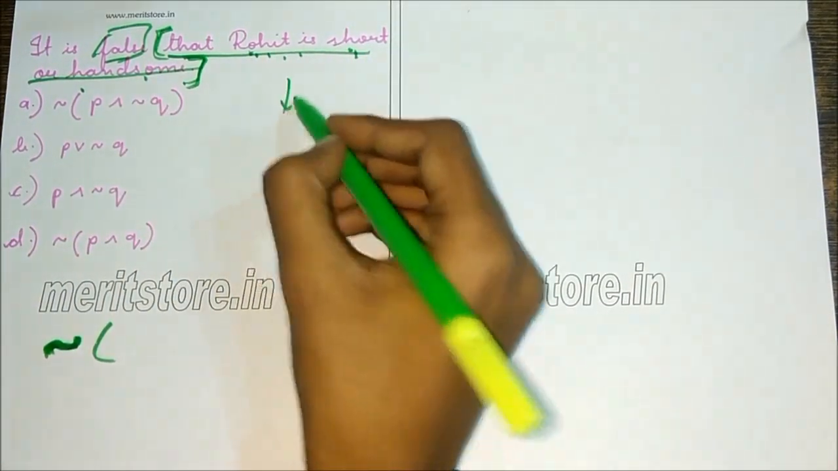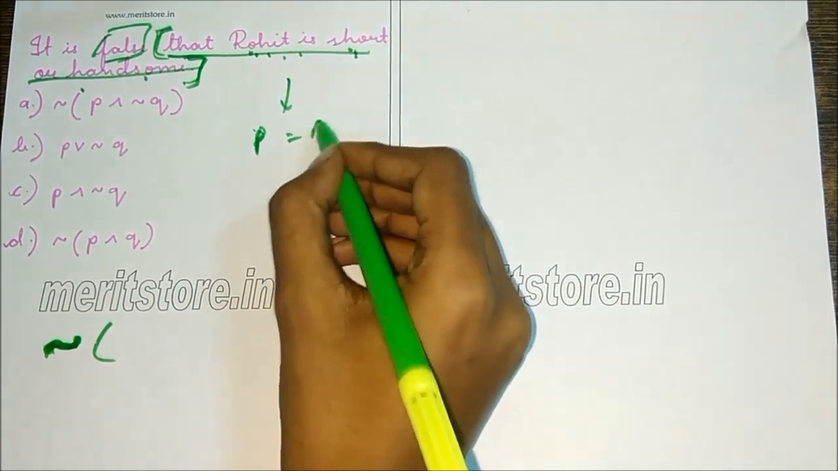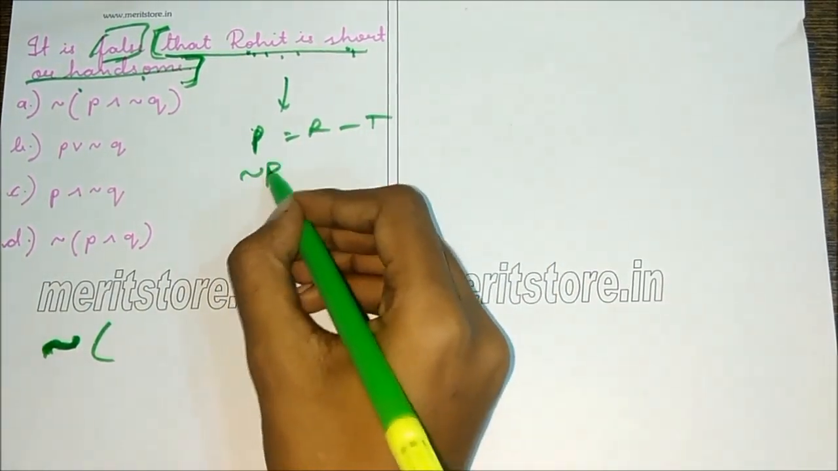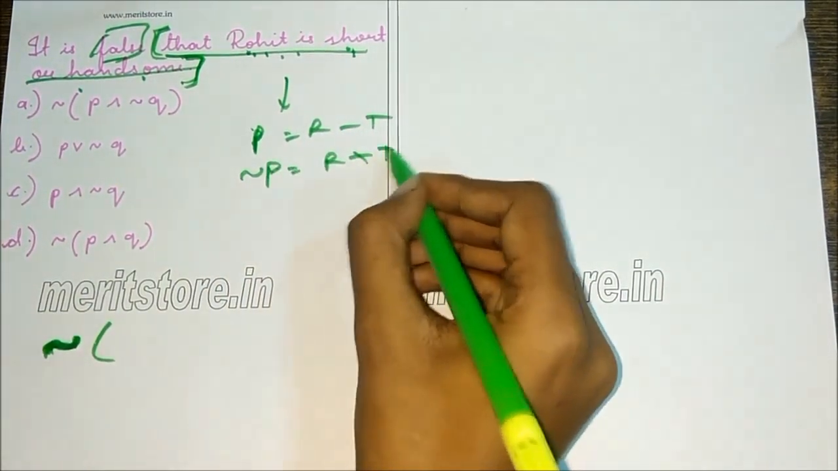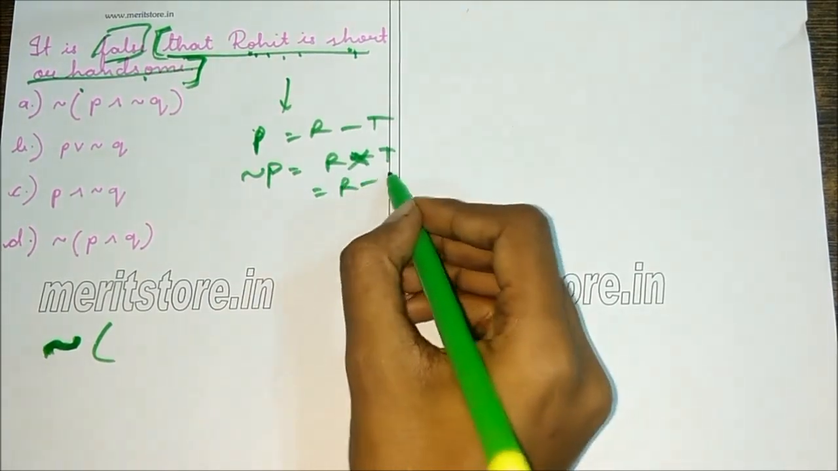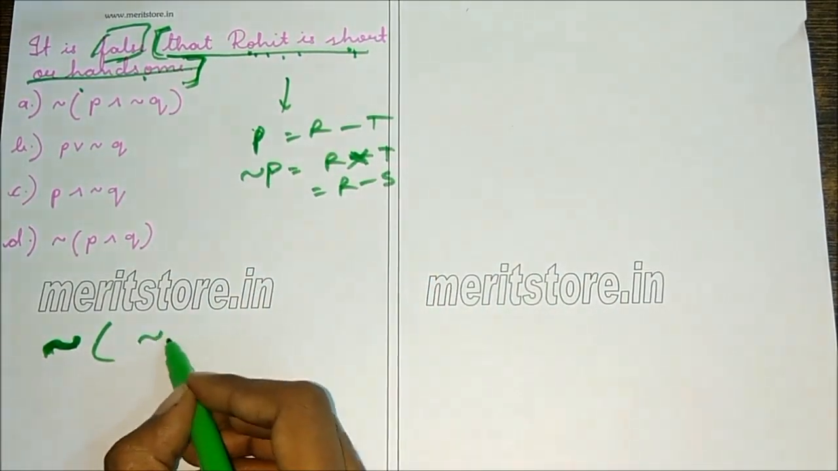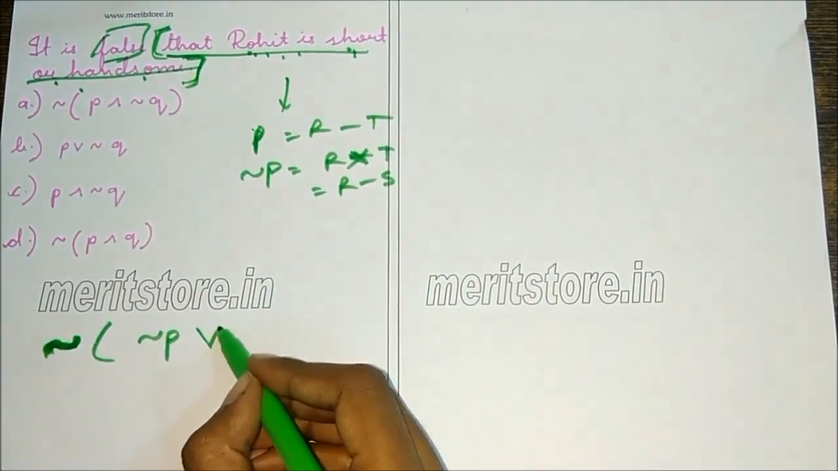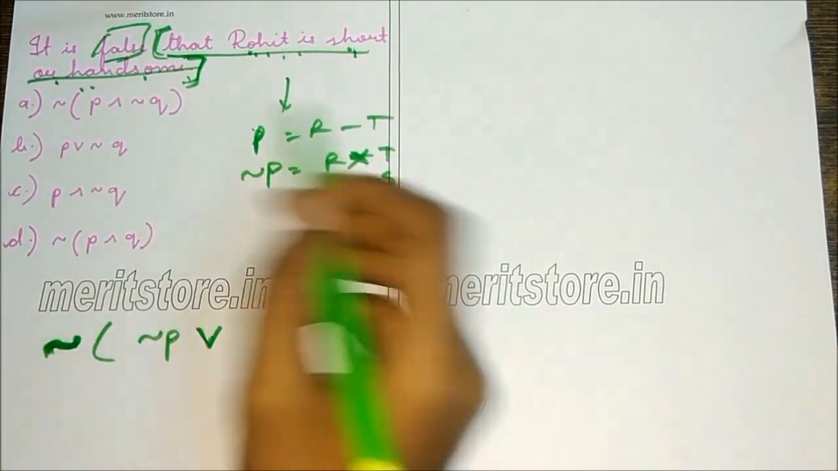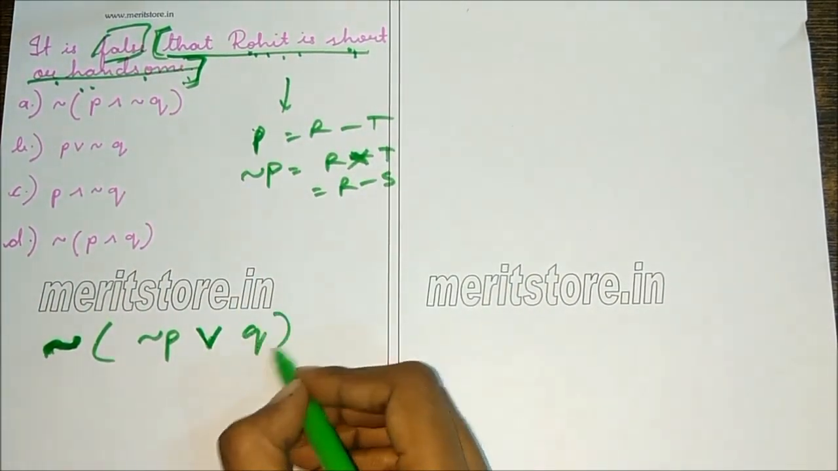Rohit is tall is P. Negation of P is Rohit is not tall, which is equivalent to Rohit is short. So this is negation P or handsome, that is Rohit is handsome, which is Q.